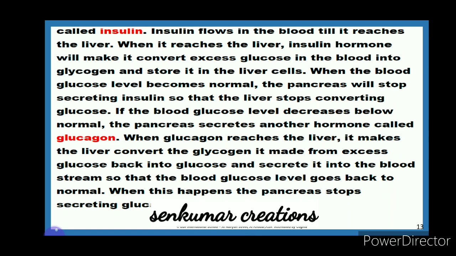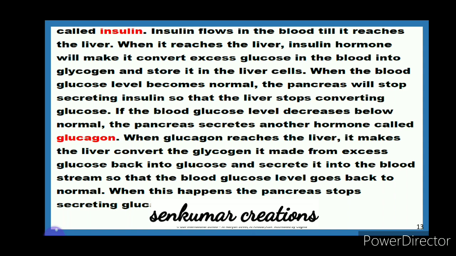So the pancreas is secreting insulin. The insulin travels through the blood and reaches the liver. In the liver, it converts the glucose into glycogen, and that excess glycogen is stored in the liver itself. Okay, when the blood glucose level becomes normal, the pancreas will stop secreting insulin so that the liver stops converting glucose. So if it is normal, what happens? The secretion of insulin will be stopped. So the liver can release glucose, it can produce the glucose easily.